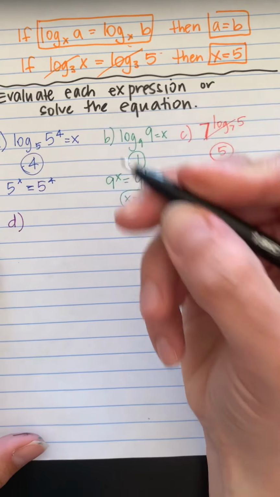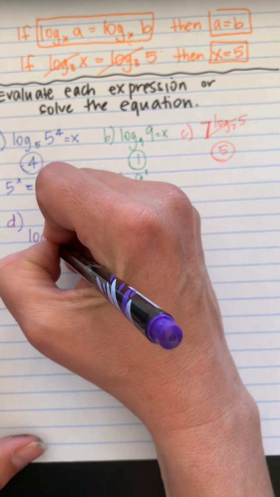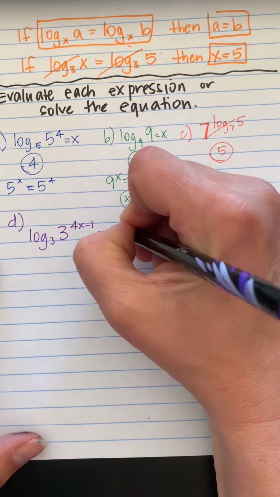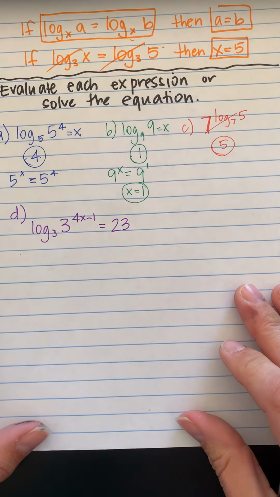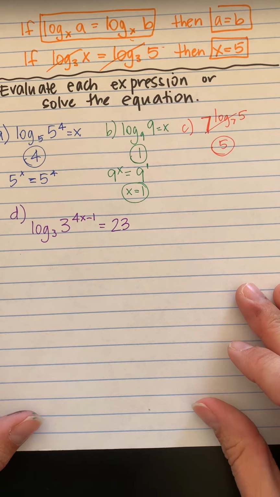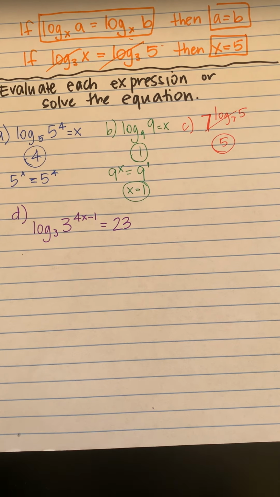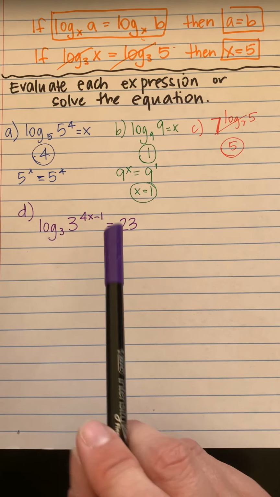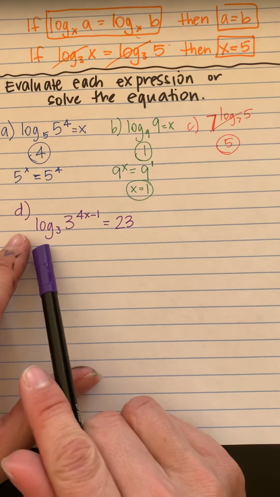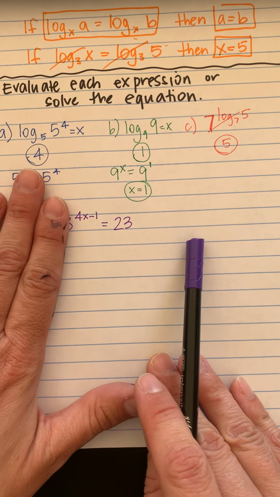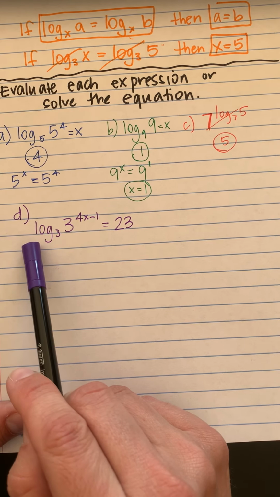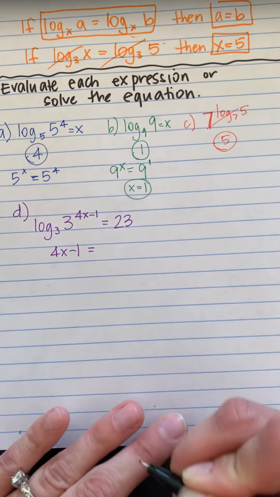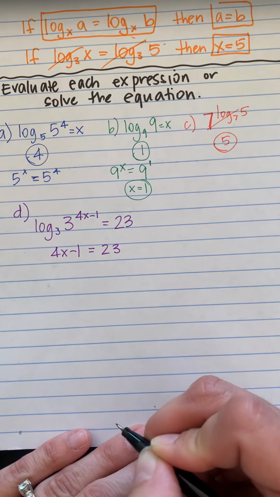Letter D here, we're going to do log base 3 of 3 to the 4x minus 1 power equals 23. So in this case, this whole thing looks like a big mess right now, but hopefully you realize that again, on this left side here, I have log base 3 of 3. That will cancel out. So this can just cancel to be 4x minus 1. And that will just have to equal 23.